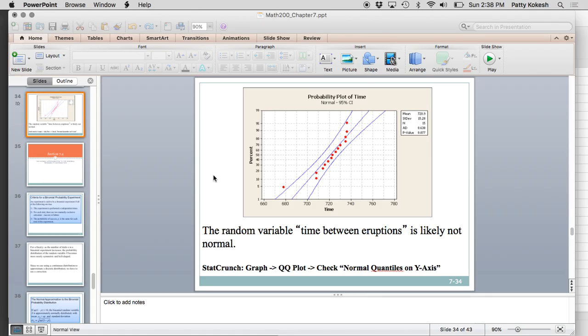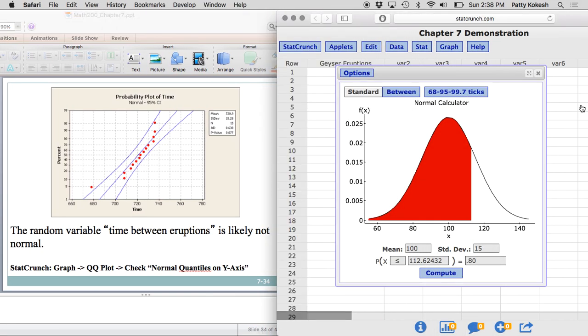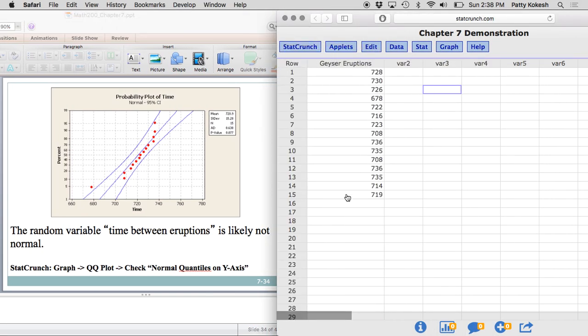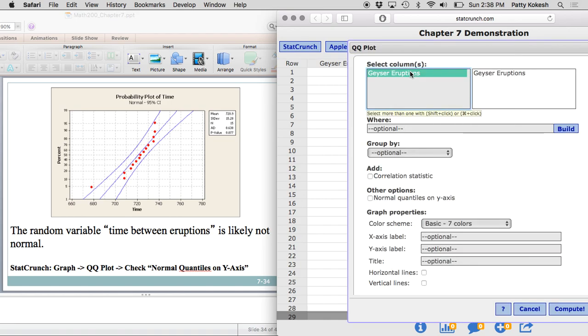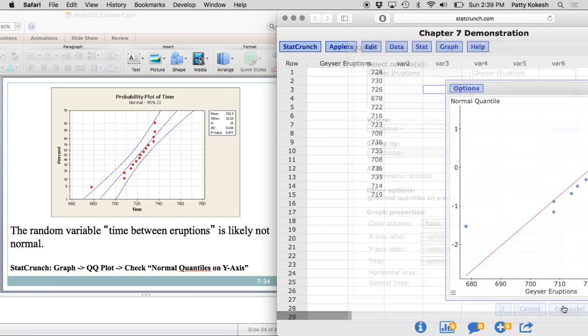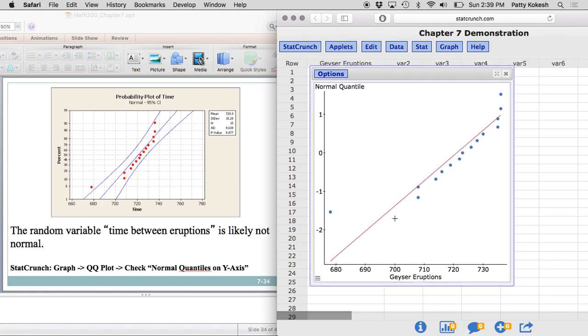And in order to get this in StatCrunch, let me make this smaller for a minute, move this over, close out of this. I have my geyser eruption times. You go into Graph, and then you do something called a Q plot. You select your geyser eruptions, and then you want to check this little box here, which has normal quantiles on the y-axis. And like I mentioned, it's going to look a little bit different than the graph you see here, but you'll see the basic same shape.